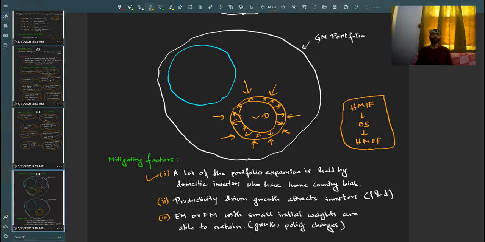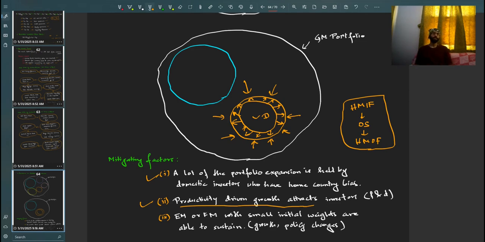That is the first point. The second point is productivity driven growth. When there is productivity driven growth, this actually attracts investors, both domestic and foreign, and it is also more sustainable. Rather than creating asset bubbles, equity bubbles or speculative bubbles, if productivity is driving this growth, then this growth is much more sustainable. This is the second self-mitigating, self-correcting or balancing factor.